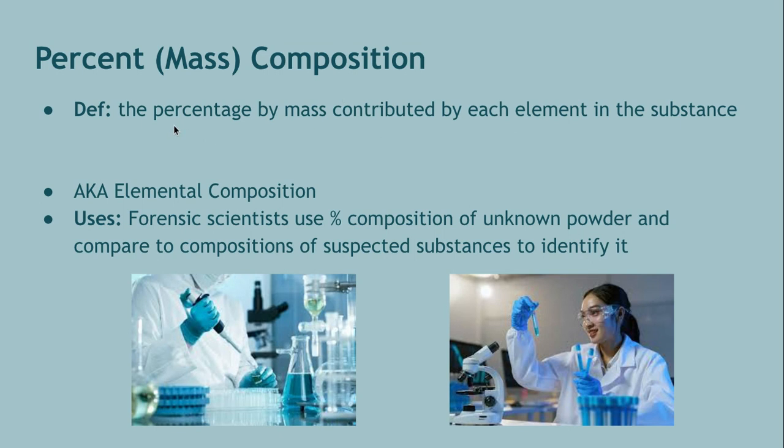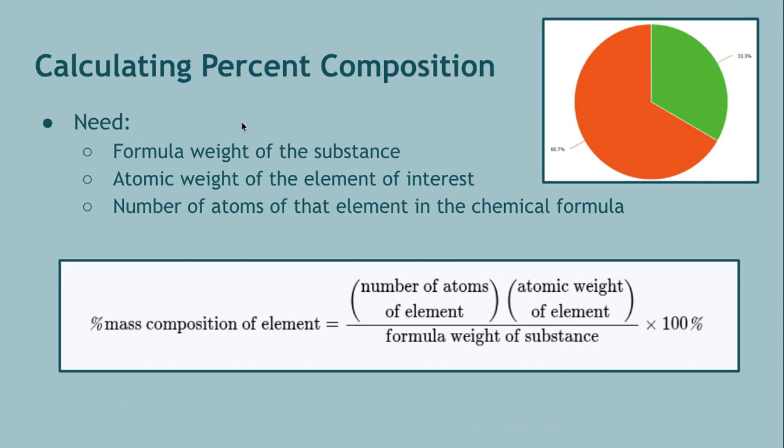And then a real-world application of where you might see this, or in what types of fields specifically, you're going to see forensic scientists or even forensic biologists who are using this percent composition, which we're going to learn how to calculate, of some unknown powder that maybe you see at a crime scene or they needed to identify, and they're going to compare it to the percent compositions of other suspected substances, and that's really how they're going to be able to identify it. So that's just a use that we can apply this concept to.